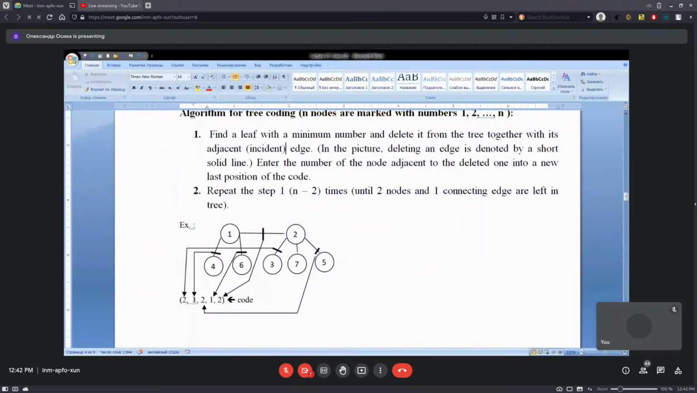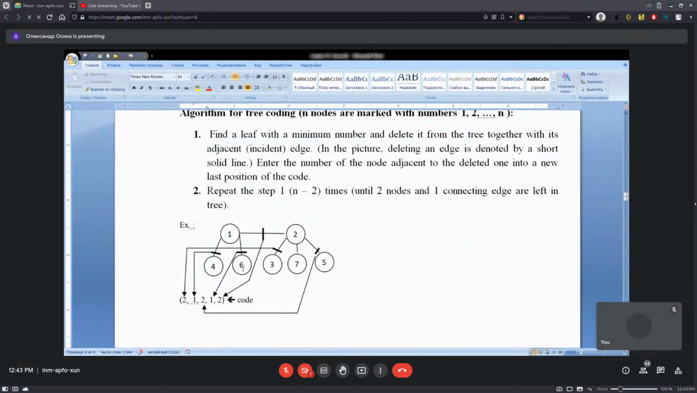Okay, now we have leaves here, here, and here. The leaf with the minimum number is 5. We delete it together with the edge, and we write the vertex adjacent to the deleted one in the code: 2.